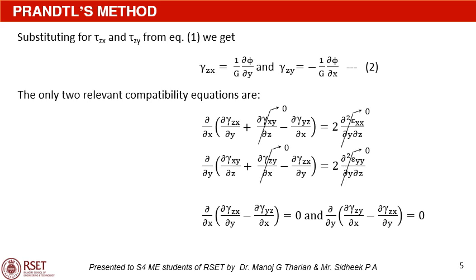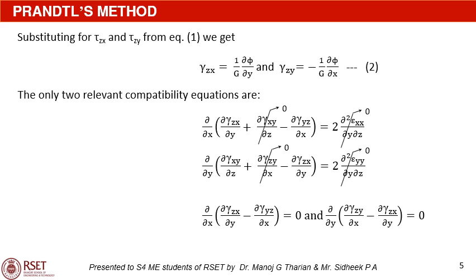In this case, the only two relevant compatibility equations are ∂/∂x of (∂gamma zx/∂y plus ∂gamma xy/∂z minus ∂gamma yz/∂x) equal to 2 ∂²epsilon xx/∂y∂z, and ∂/∂y of (∂gamma xy/∂z plus ∂gamma zy/∂x minus ∂gamma zx/∂y) equal to 2 ∂²epsilon yy/∂y∂z.